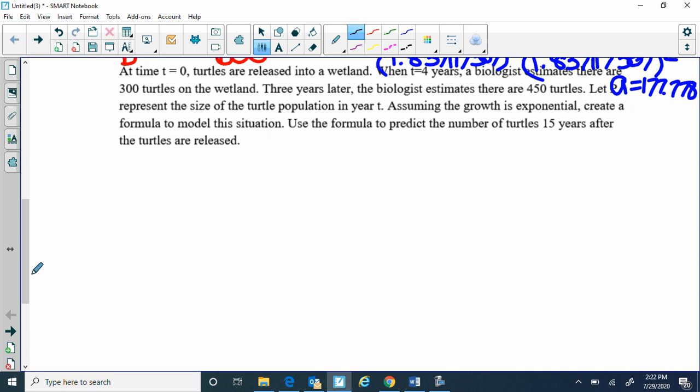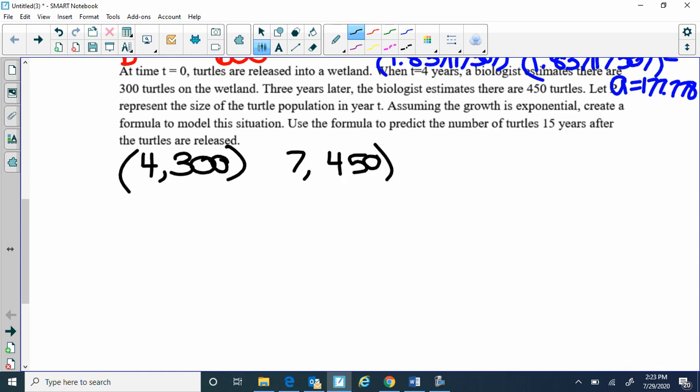So let's take a look at what points we actually have. At t equals 4 years, there's 300 turtles. That's kind of like saying the point (4, 300). And then 3 years later, 4 plus 3 would give us 7, there's 450 turtles. So here's our 2 points, and we're going to go through the same process we did last time.